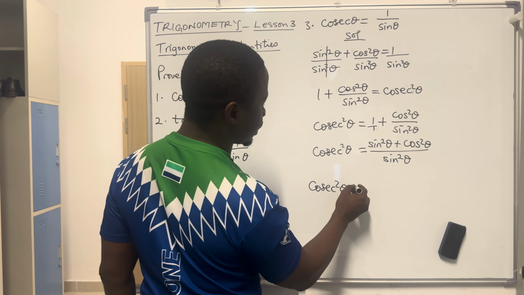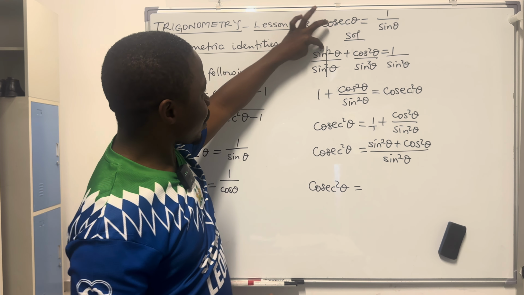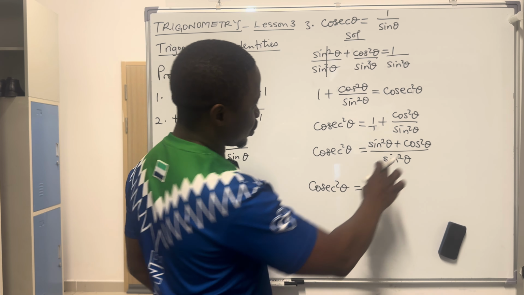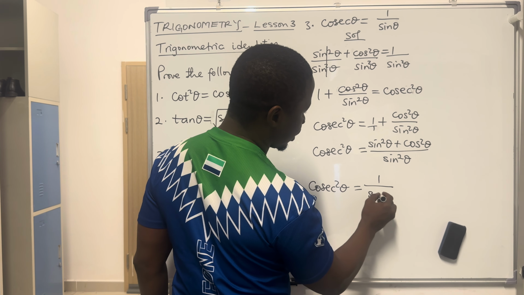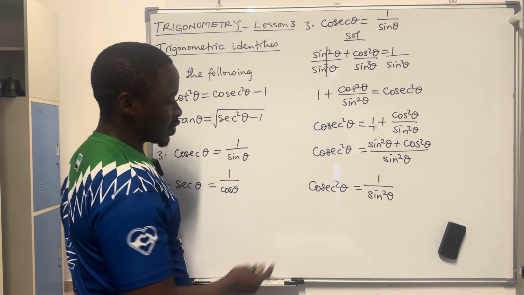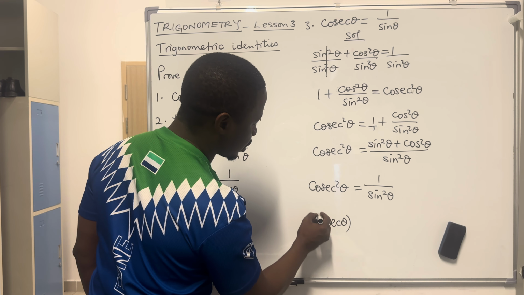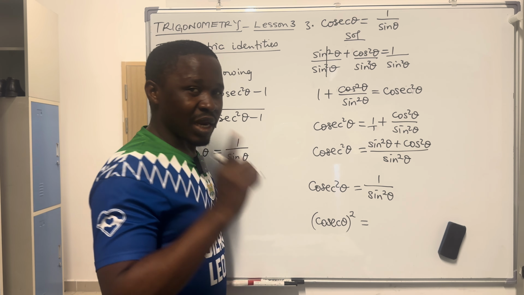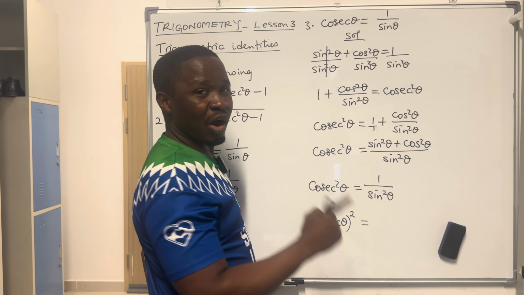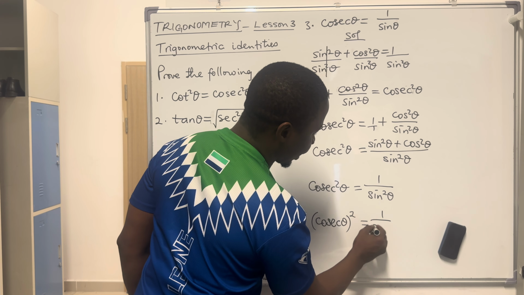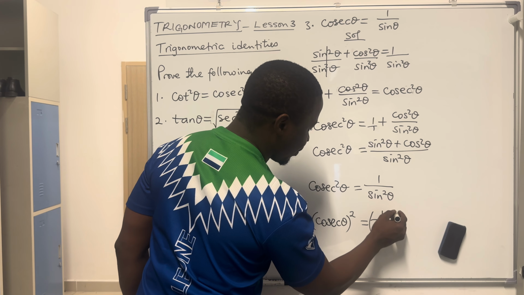Cosec square theta is equal to, what is sine square theta plus cos square theta? Sine square theta plus cos square theta is equal to 1. So the numerator here gives us 1 over sine square theta. So this can be written as cosec theta all to the power of 2. Remember, 1 has a power of 2. Sine has a power of 2. So we say 1 over sine theta. Both the numerator and denominator have a power of 2.